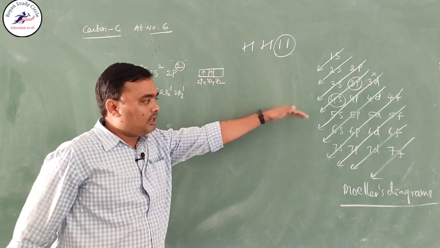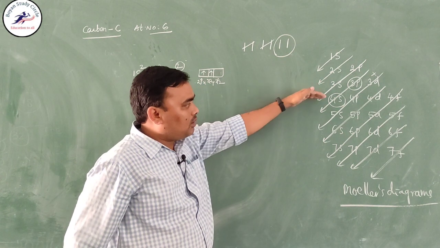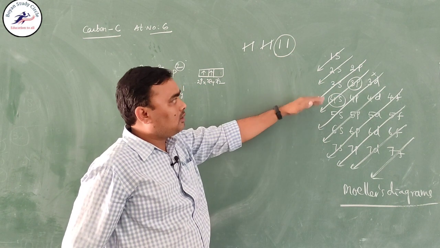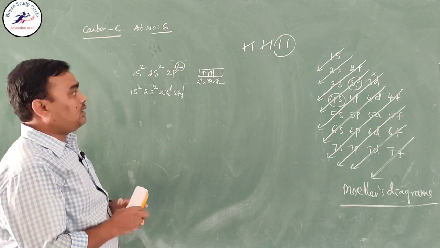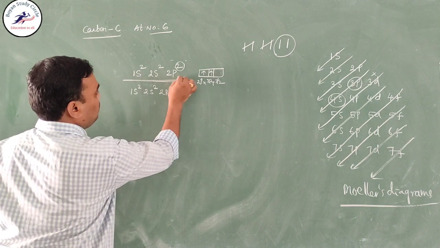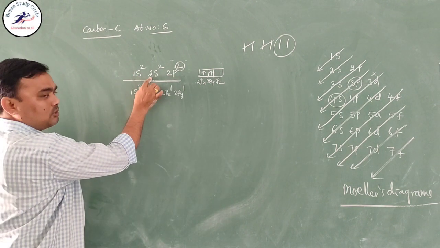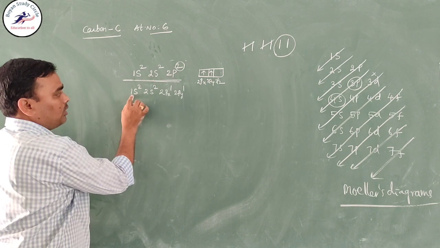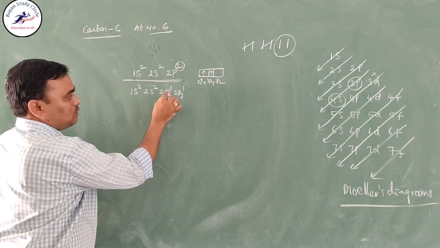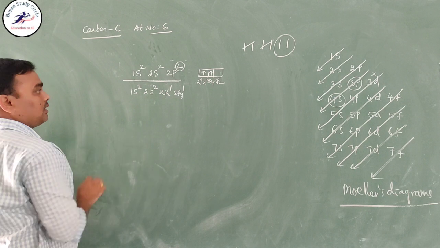According to the Aufbau diagram, with increasing order of energy, you have to select the orbitals and distribute the electrons. So what is the electronic configuration of carbon? 1s2, 2s2, 2p2, or 1s2, 2s2, 2px1, 2py1.